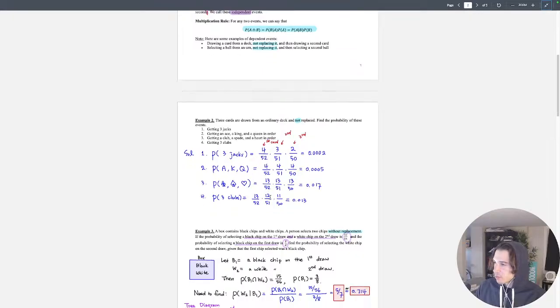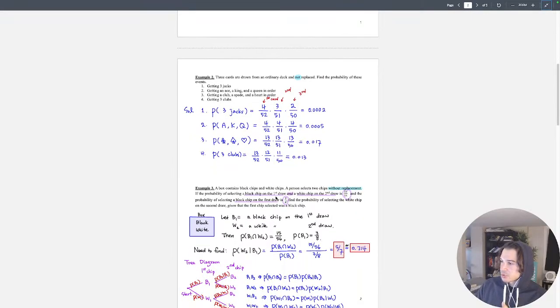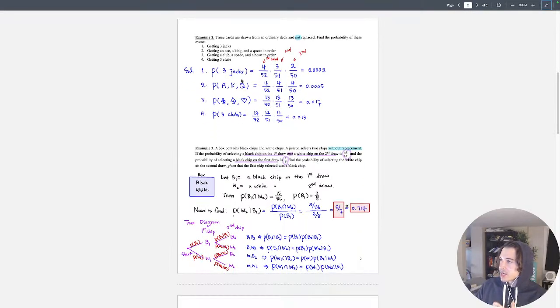Okay, straightforward. Maybe let's just go through this example here. 3 cards are drawn from an ordinary deck and not replaced. Find the probability of these events. 1, getting 3 jacks. So the probability of getting 3 jacks is 4 in 52 on the first draw, 3 in 51 on the second draw, 2 in 50 on the third draw. So you multiply these together, and now you've got the probability of getting 3 jacks.